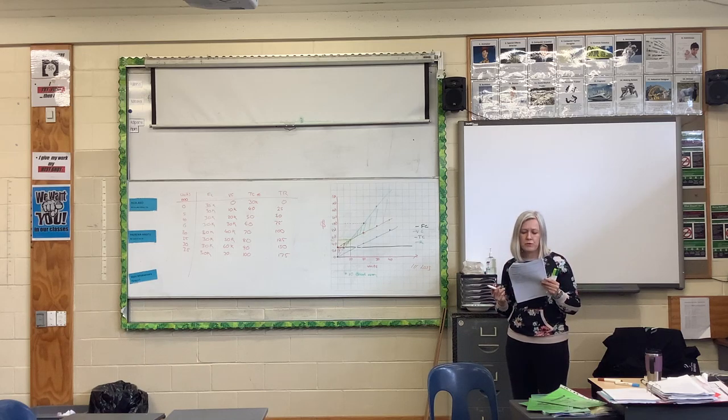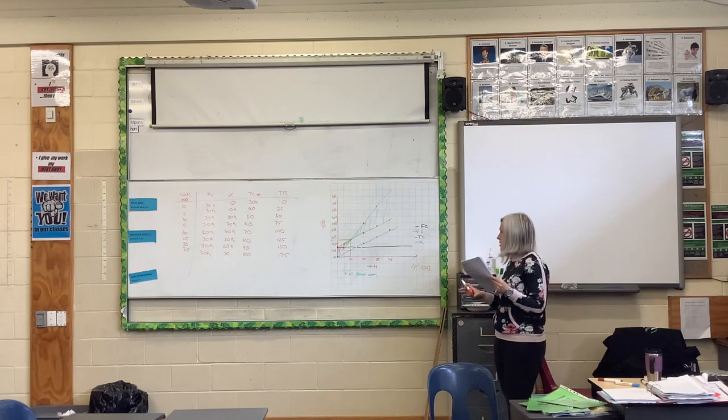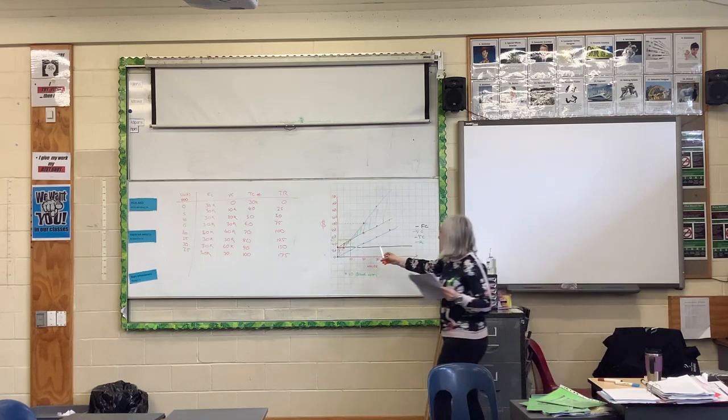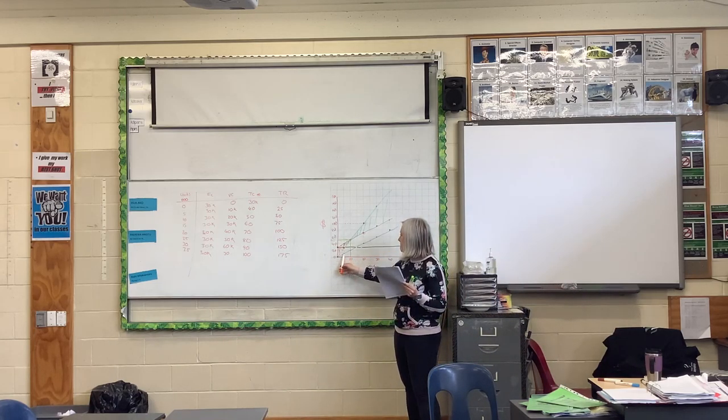What is the total variable cost at 5,000 units and 30,000? What's the variable cost at 5,000 units? $10,000.